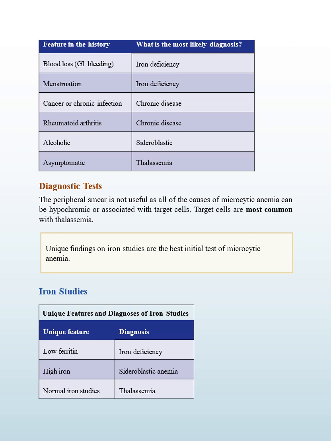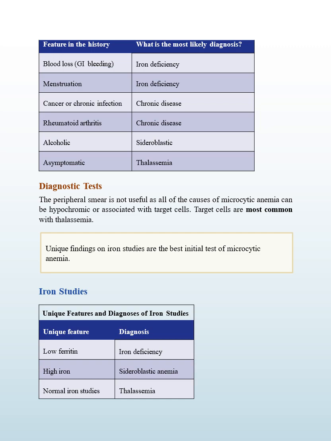We can do a peripheral smear on this patient, but usually this is not useful to differentiate the different types of microcytic anemia. Usually this can be hypochromic or associated with target cells. The target cells are most commonly associated with thalassemia. There is a clinical tip here which states that iron studies are the best initial test for microcytic anemia. So what we need to do is iron studies.